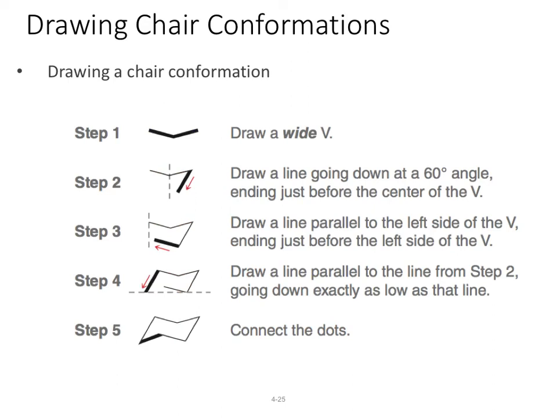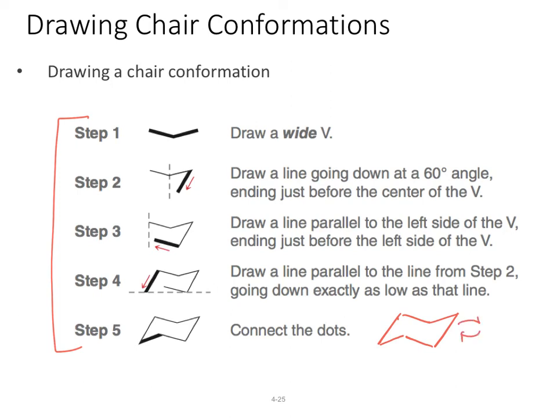The final thing I want to talk about is how to draw the chair conformations. So here is a 5-step process. In the first one, you draw a wide V, and then in the second, you draw a line going down at a 60-degree angle, ending just before the center of the V. Then you draw a line parallel to the left side of the V, and then a parallel line to the line from step 2, and then you connect the dots. And there are different ways to do this, but this is one sequence of steps that I think works well. So you draw your V, then you draw this line, this line, this line, and then you connect the two. So that would be one chair conformation.